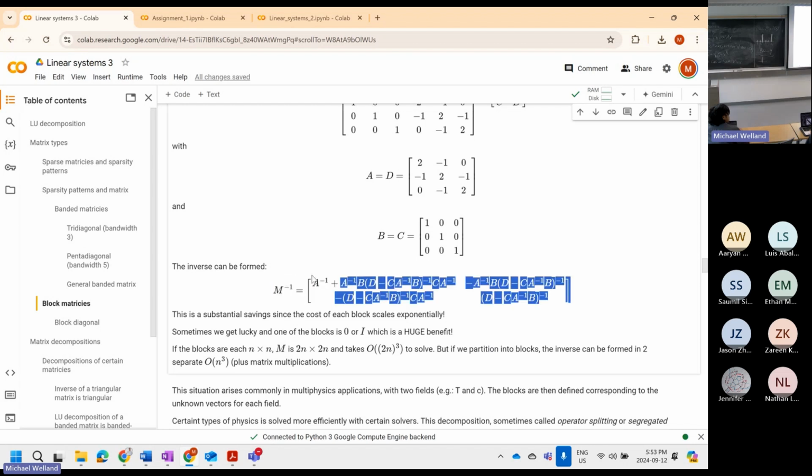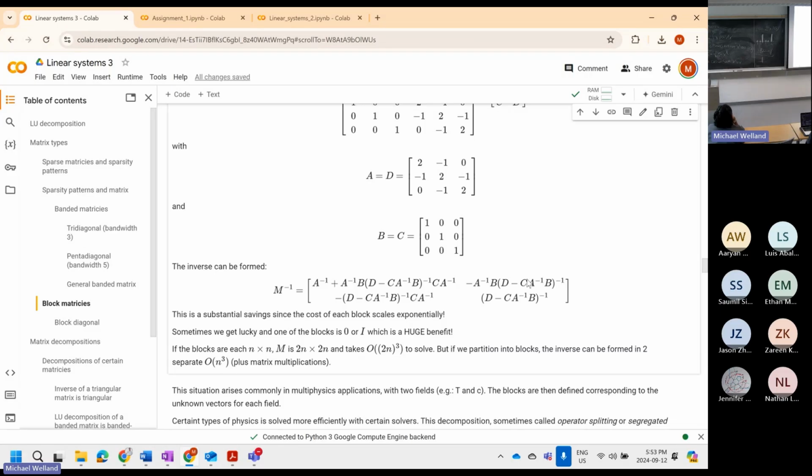Block inverse formula looks like this. You do not have to memorize it. What this means is that we can calculate the inverse of that block matrix by looking at the inverse of its blocks. And that's kind of useful, right? Because if each block is n by n, then your total monolithic matrix is 2n by 2n. It takes order 2n cubed to solve, right? As opposed to multiple n cubed solves.